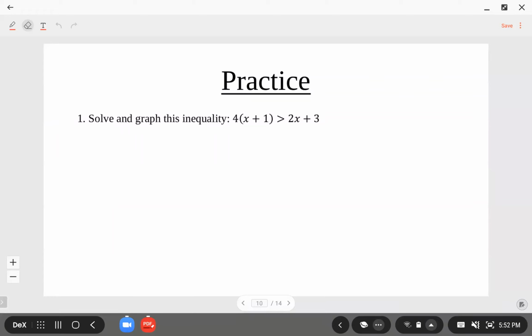Okay, so solve and graph this inequality. First, do the parentheses as always. 4x plus 4 is greater than 2x plus 3. Move the 4 to this side and move the 2x to the other side. 2x is greater than negative 1. And divide by 2: x is greater than negative 1/2.